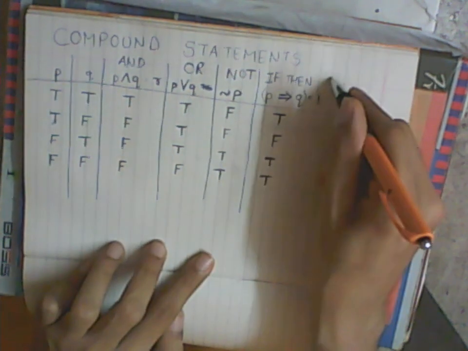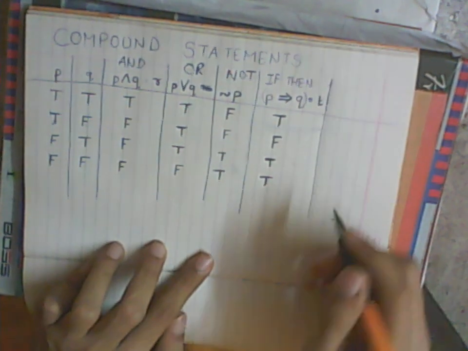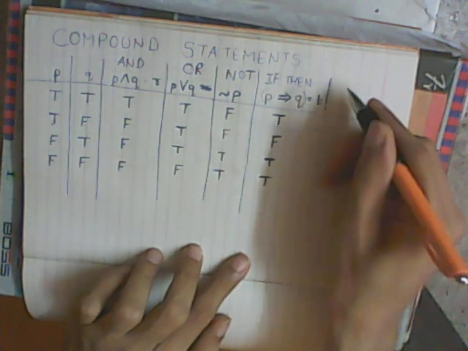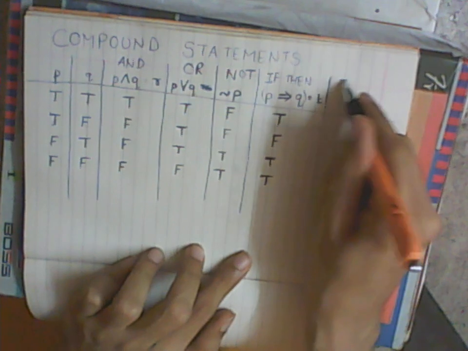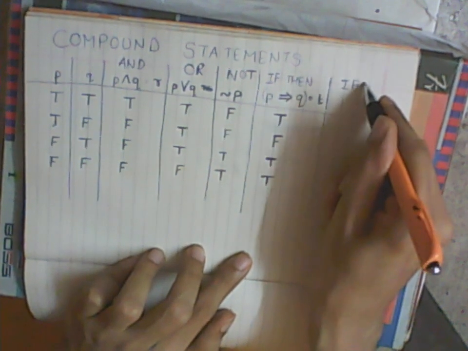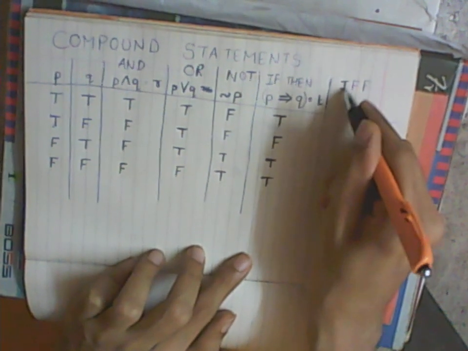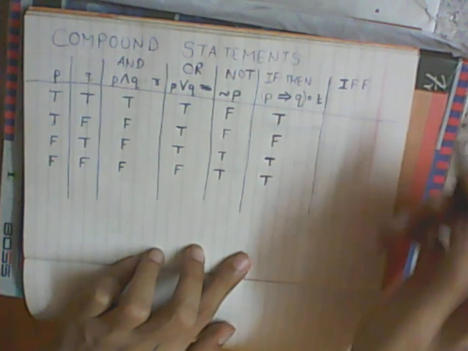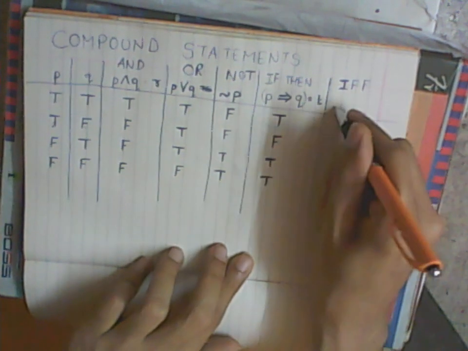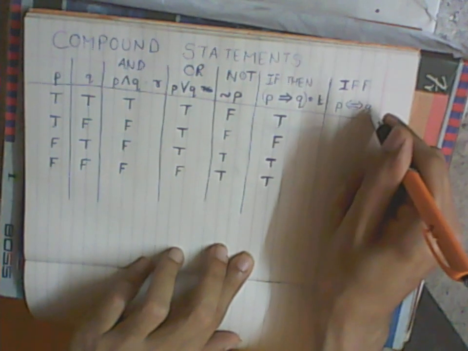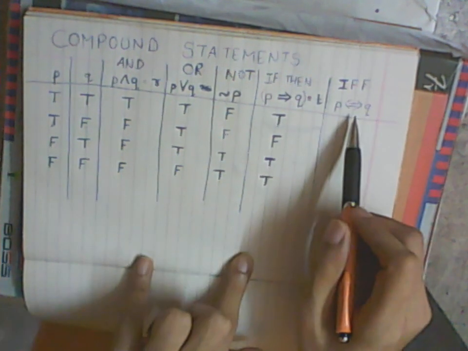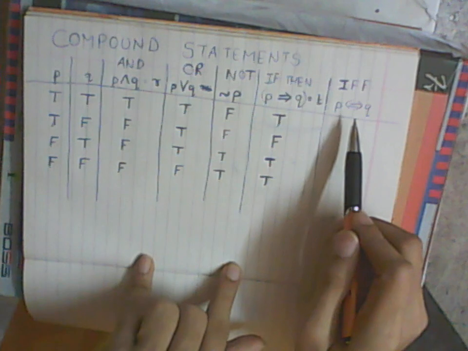And the last kind of compound statement that we have here is kind of this, but it's both ways. So if and only if, I'll denote it with IFF. It's shorthand notation for if and only if, and it is denoted using a double-headed arrow. P if and only if Q, and it's kind of a double condition or biconditional.